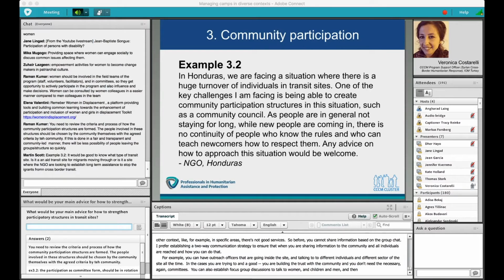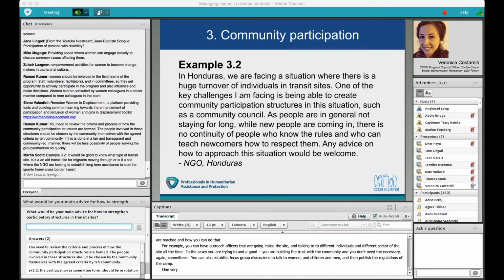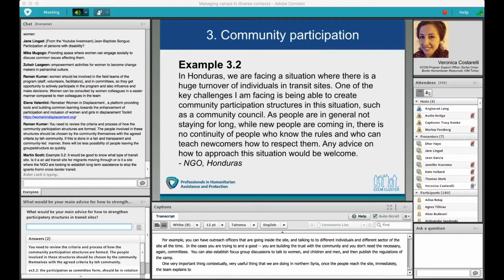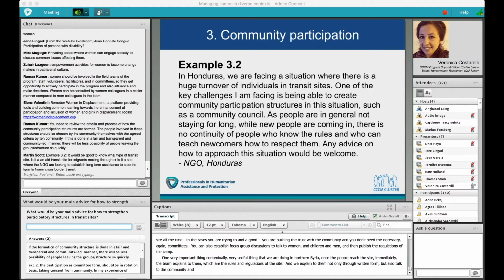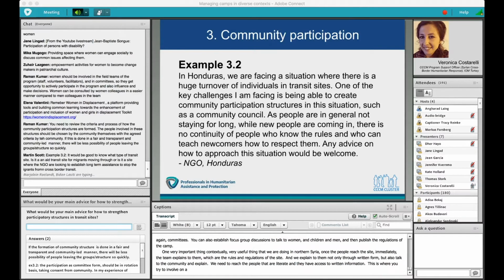One very important and very useful thing we are doing in northern West Syria is that once the people reach the transit site, the camp management team immediately explains to them the rules and regulations of the site. And we explain to them not only in written form, but also by talking to the community, because we need to reach those people that are illiterate and might not have access to written information. In this way you try to involve different individuals on a weekly basis and also establish different types of activities.